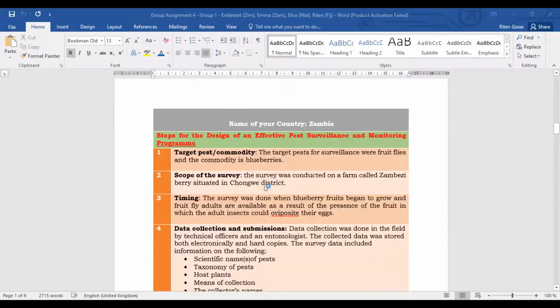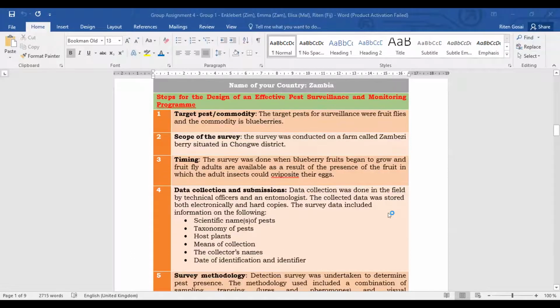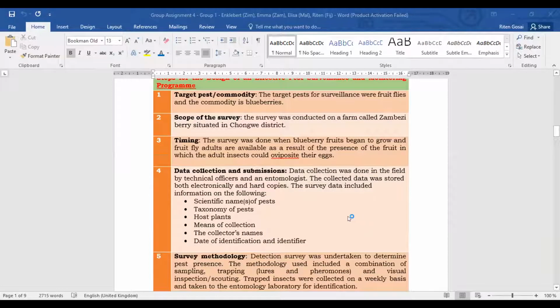Moving on to Zambia, again, similar format. So Emma from Zambia talks about fruit flies, and the commodity is blueberries. The survey was conducted on a farm called Zambezi Berry, situated in the Chongwe district. The timing: the survey was done when blueberry fruits begin to grow, and the fruit fly adults are available as a result of the presence of the fruit in which the adult insects oviposit or lay their eggs.